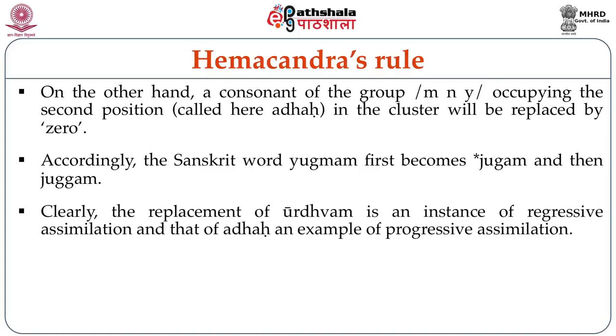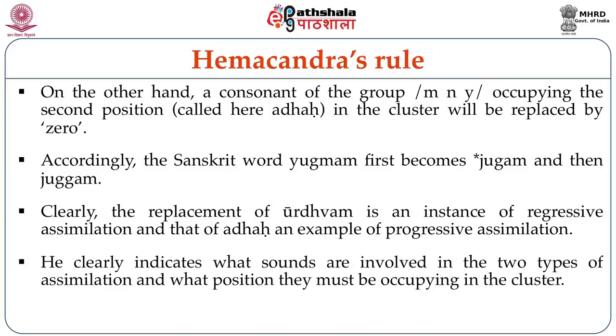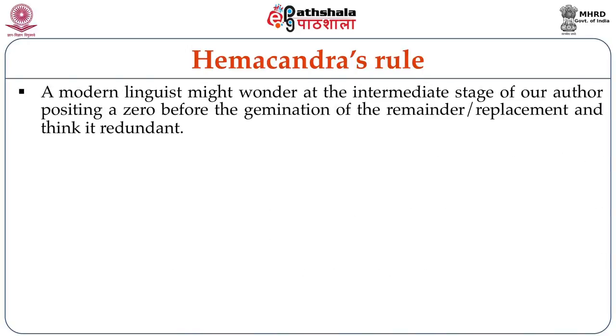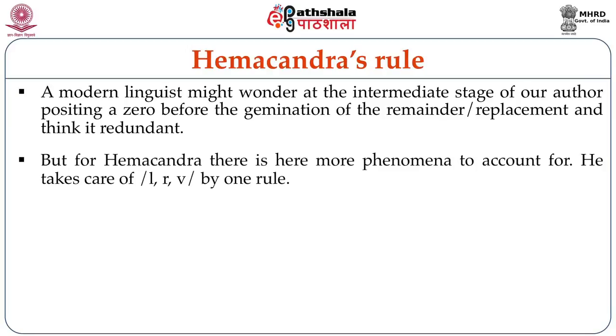Clearly, the replacement of urdhvam is an instance of regressive assimilation and that of adha an example of progressive assimilation. He clearly indicates what sounds are involved in the two types of assimilation and what position they must be occupying in the cluster. A modern linguist might wonder at the intermediate stage of our author positing a zero before the gemination of the remainder or replacement and think it redundant. But for Hemachandra, there are more phenomena to account for.